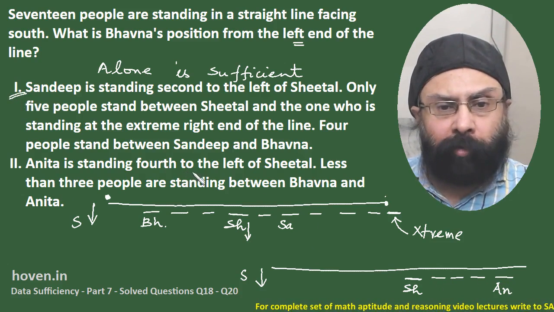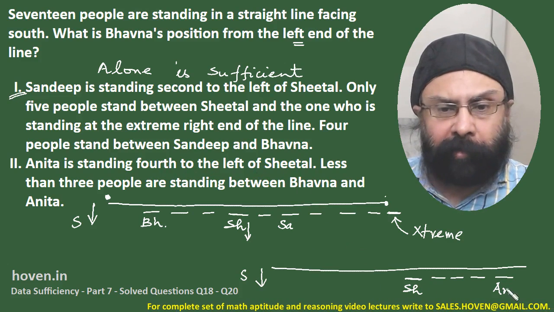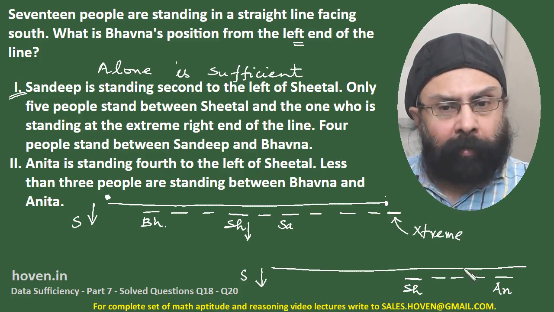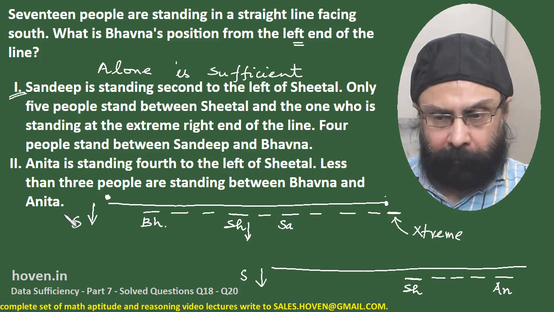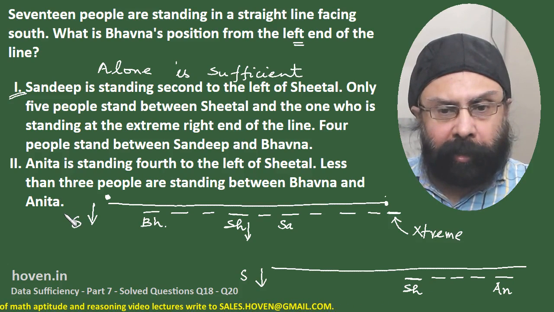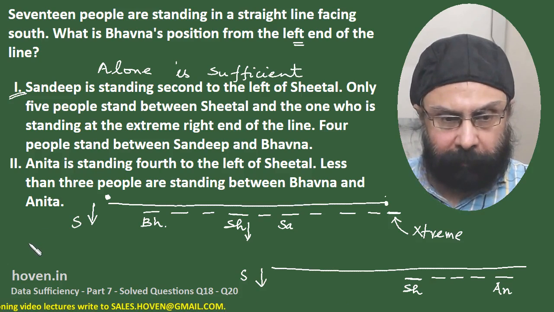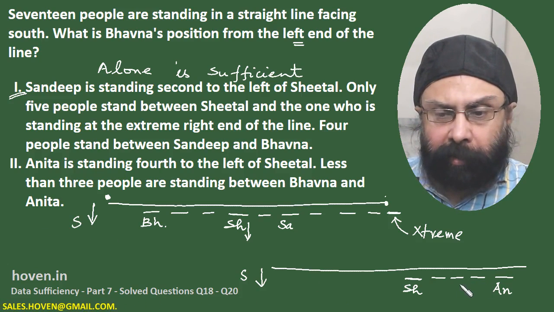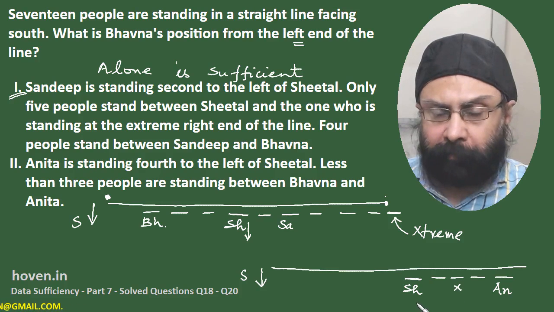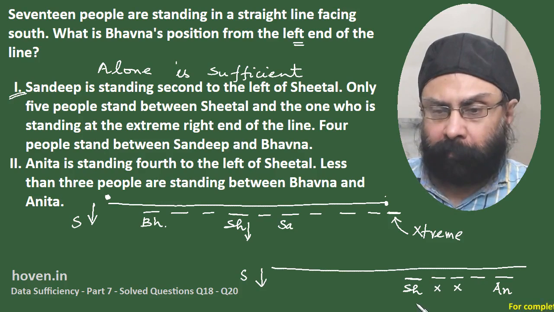Anita is standing fourth to the left of Sheetal. So Sheetal is facing down, so her left is that way. We have drawn it correctly. Less than three people are standing between Bhavna and Anita. Between Bhavna and Anita, less than three. Less than three means either one person or two persons. This means if one person is standing, then Bhavna is at this position. If two are standing, Bhavna is at this position.